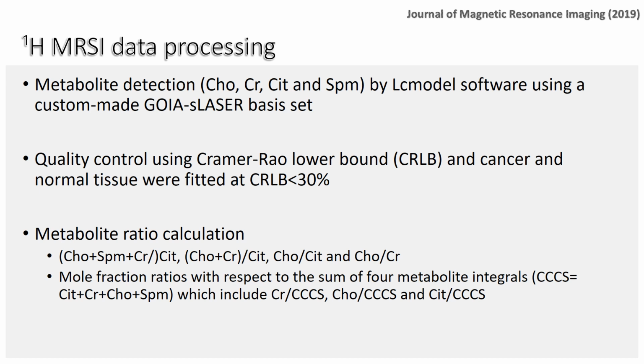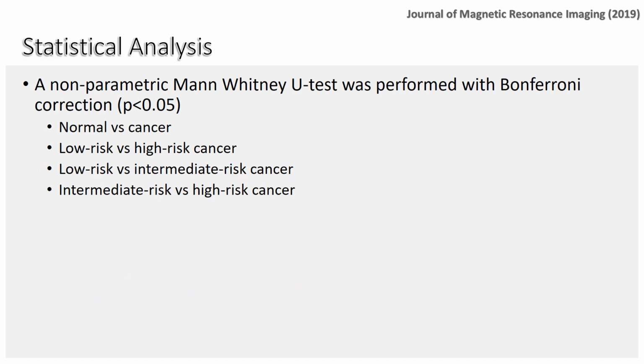Then 3 citrate-based ratios and choline per creatine ratio were determined for each voxel. Additionally, mole fraction ratios of choline, creatine, citrate were evaluated with respect to the sum of citrate, creatine, choline, and asparagine. The metabolite information for each multivoxel region of interest was summarized into a mean value per region of interest.